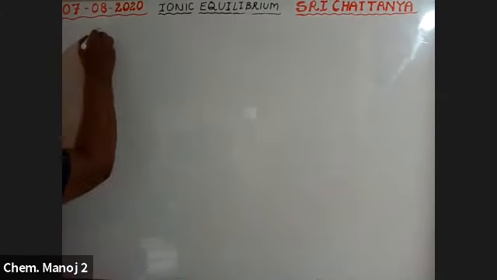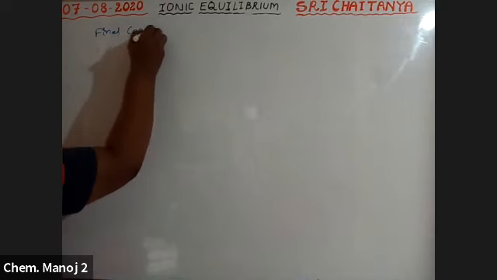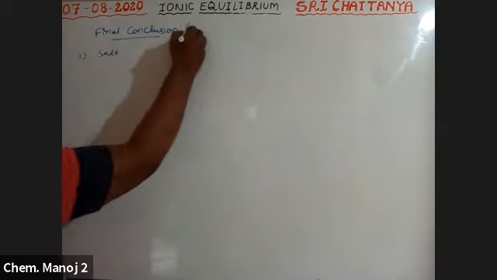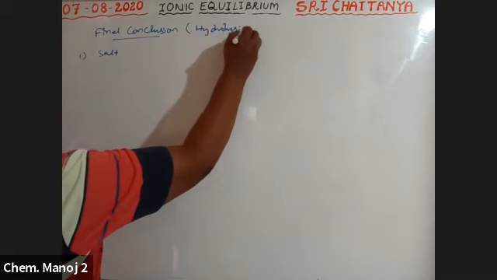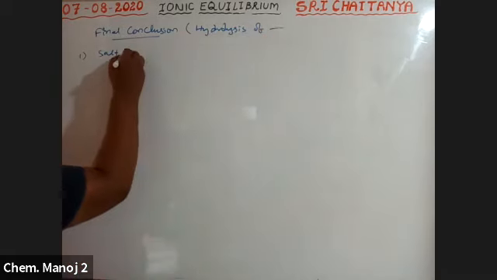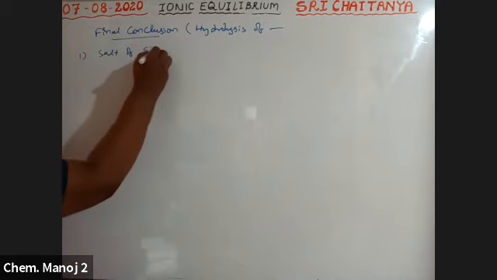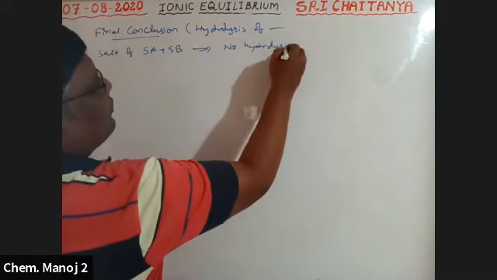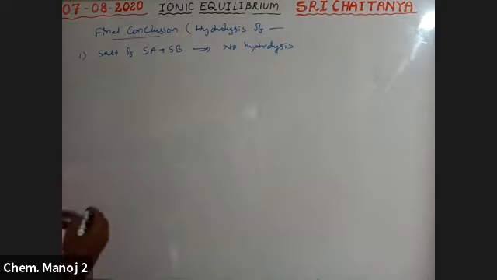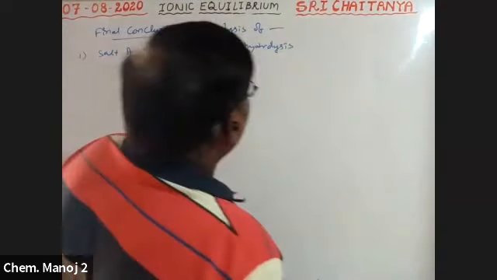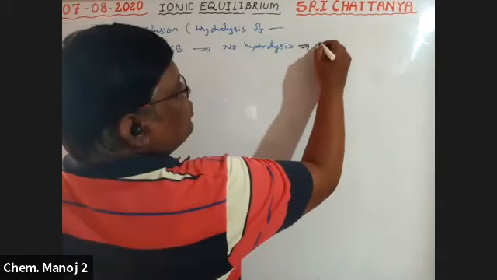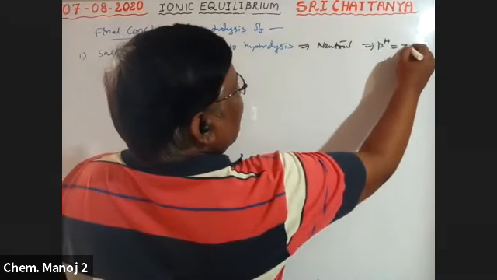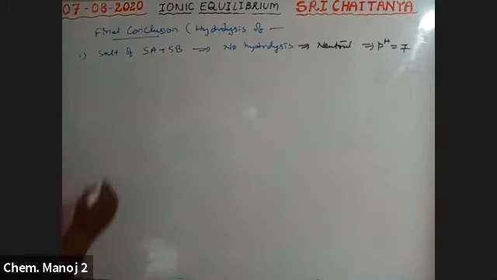Final conclusion. First one, hydrolysis cases. Hydrolysis of the salt of strong acid plus strong base: no hydrolysis takes place. The solution is neutral, pH is equal to 7.